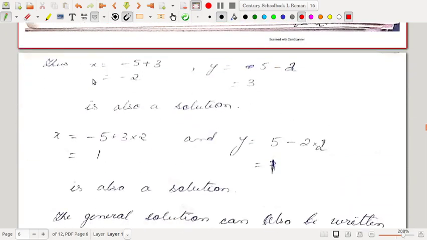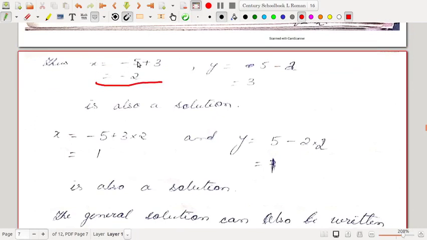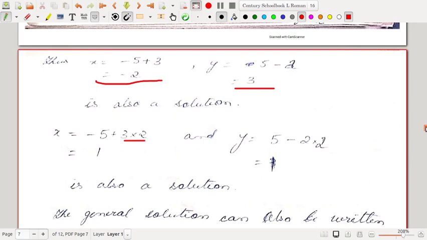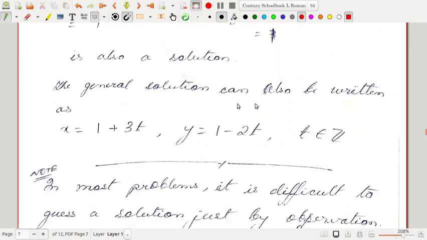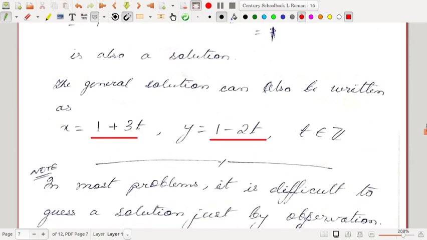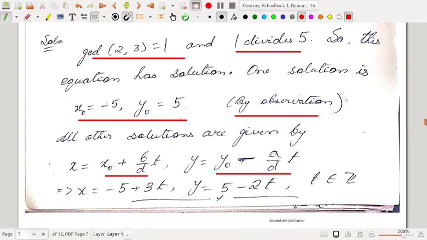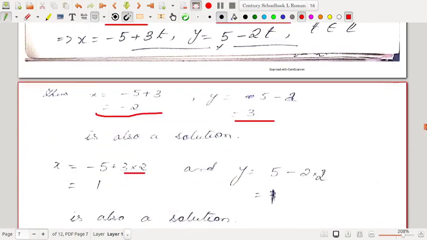Here I have taken t equal to 1, so x equal to minus 2, y equal to 3 is a solution. Similarly, if I take t equal to 2, then x equal to 1, y equal to 1 is also a solution. So the general solution can also be written as 1 plus 3t and 1 minus 2t. Even we can write x equal to minus 2 plus 3t and y equal to 3 minus 2t. There are many ways of writing the general solution, but ultimately we get the same set of solutions.